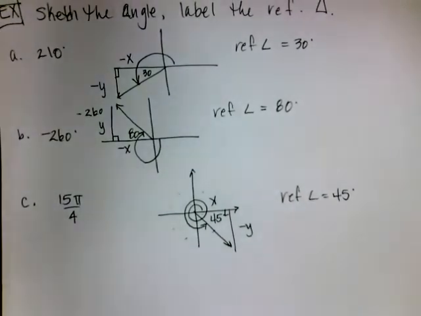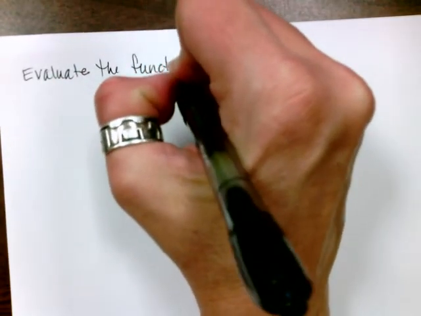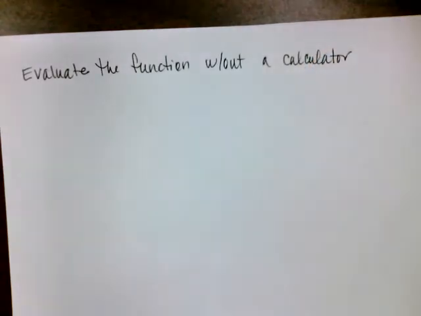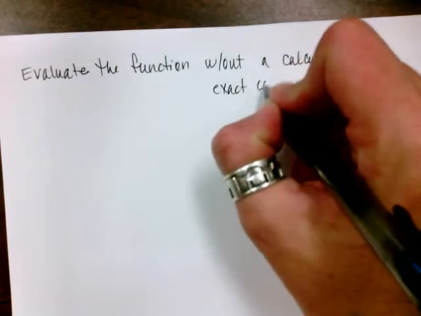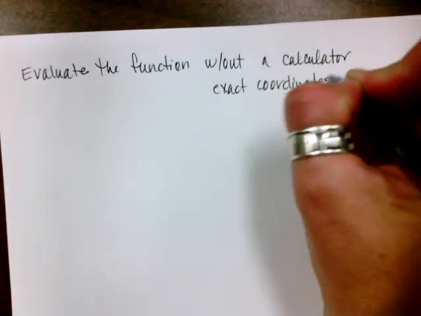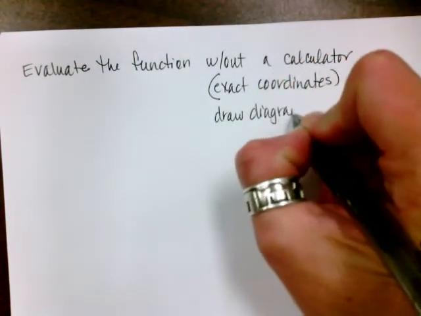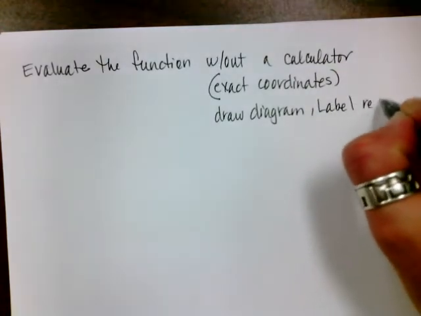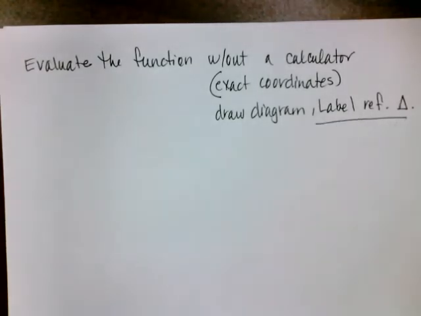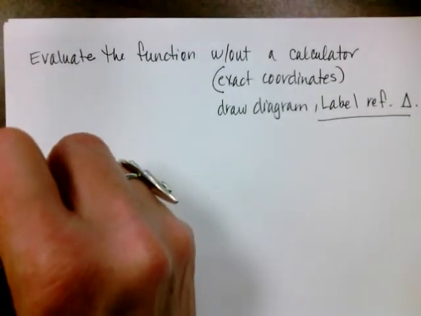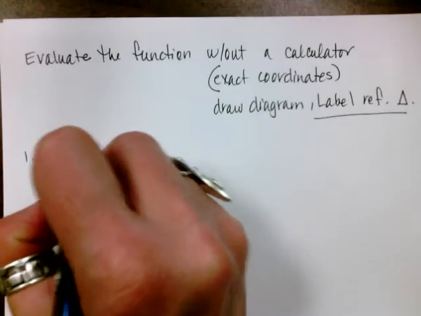All right, so now let's start using some of that information to help us evaluate some trig functions. So now we want to evaluate our function without a calculator. And anytime you see that, sometimes it will say find exact coordinates. That's what it means. It means no calculator. It also means for me that you have to draw the diagram and you have to label the reference triangle. If you label your reference triangle every single time, I can guarantee you will make significantly fewer mistakes. All right, so the first problem is going to say evaluate the cosine of 150 degrees.